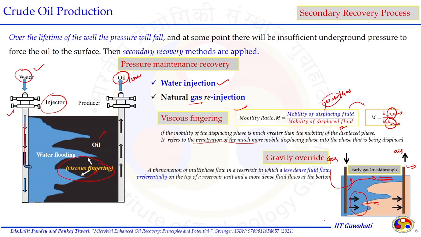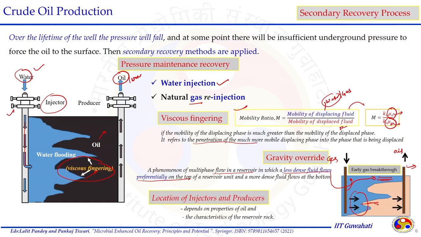So this is a phenomenon of multi-phase flow system in which a less dense fluid flows preferentially on the top of the reservoir. Our gas is less dense, so it flows on the top of the reservoir, and it is not having much contact with the displaced fluid, that is the oil.